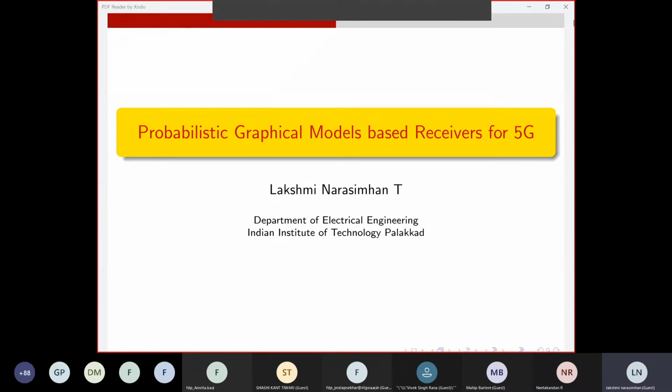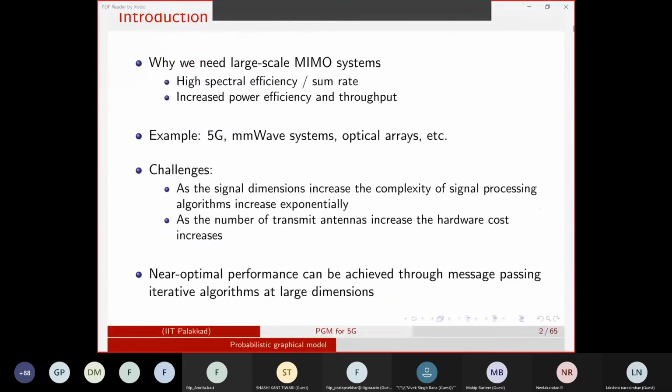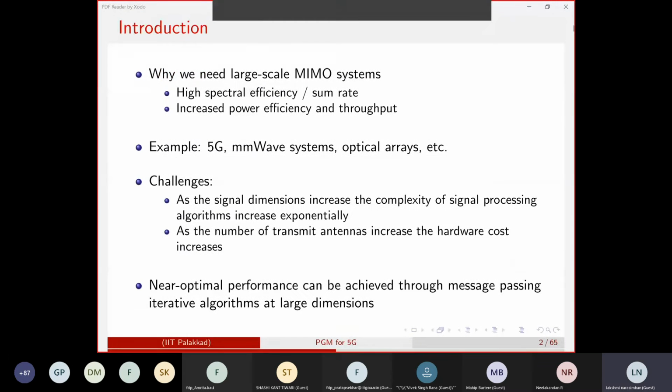So let me start. What I'll discuss today is a little bit about the basics of probabilistic graphical models and how you can design signal processing algorithms for demodulation and decoding for receivers in 5G. First I'll start with the basics of probabilistic graphical models. Before that, a slight motivation: why specifically probabilistic graphical models for 5G, and why we need these models instead of regular maximum likelihood based receivers or demodulators.